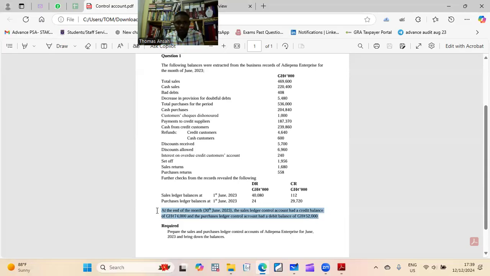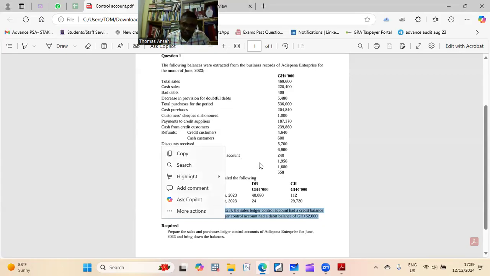So do this and balance it off before you meet Prof in the class. Basically that is that. I hope you can carry it out.